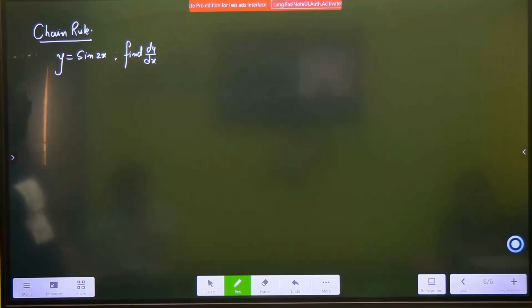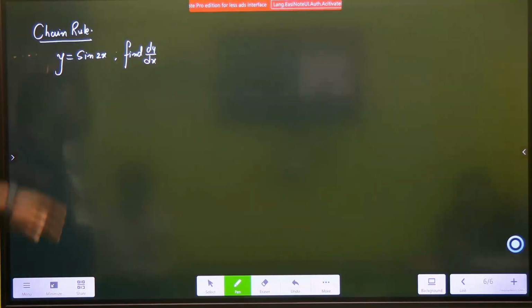Is this chapter done in any school? Like differentiation, have you done? Okay, find dy by dx.